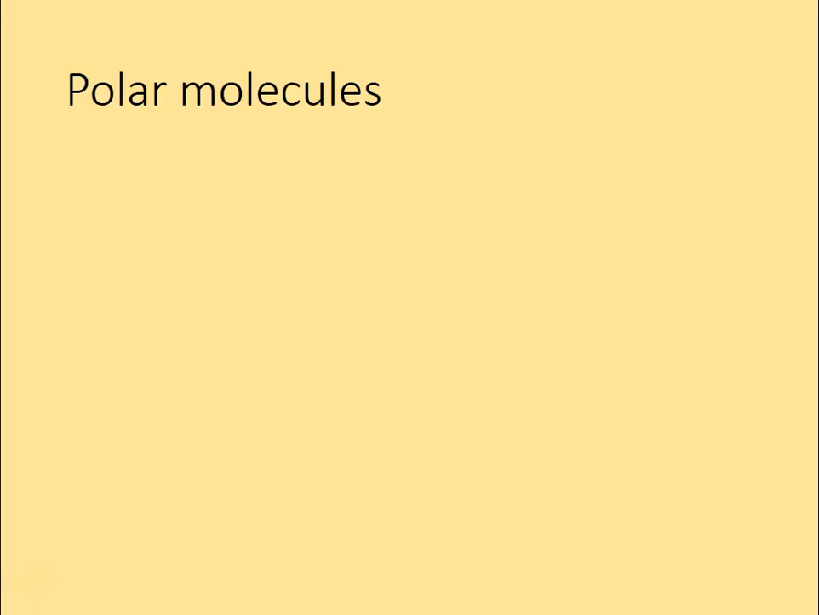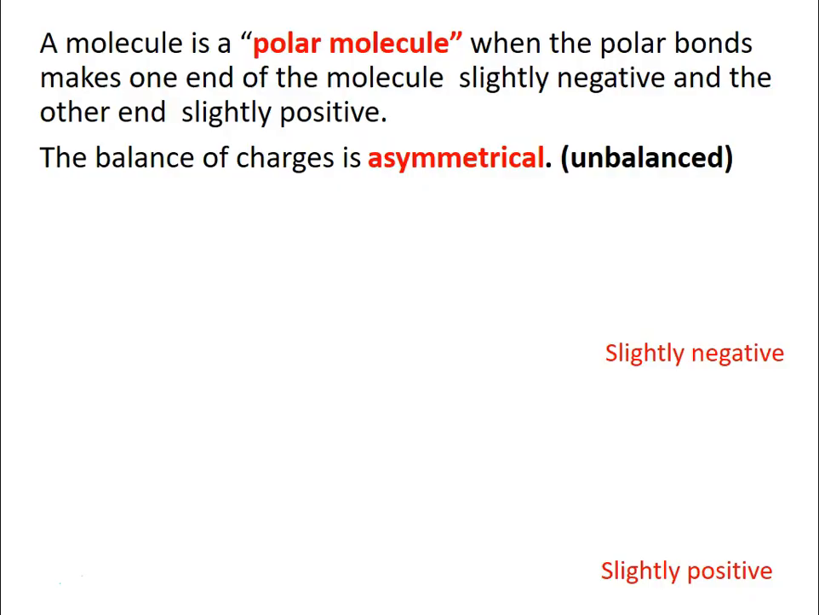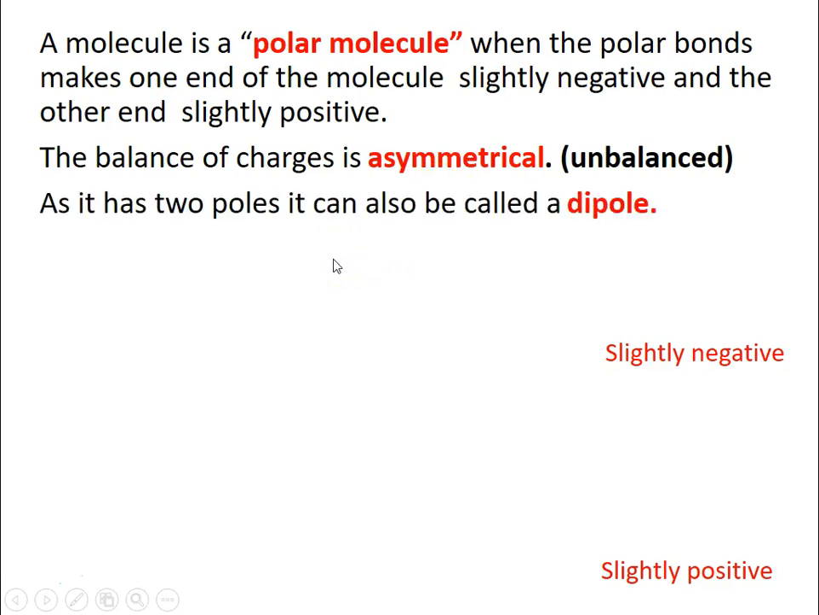Alright, so there's the individual bonds that we've looked at so far between two atoms. Now if we build up a whole molecule, to work out if a whole molecule is a polar molecule, it has to have its polar bonds make one end or one side of the molecule slightly negative and the other side slightly positive. So it's not symmetrical, the molecule, it's not even. Sometimes just by looking at them it's hard to work out if they're even or not, but we'll build up an understanding.